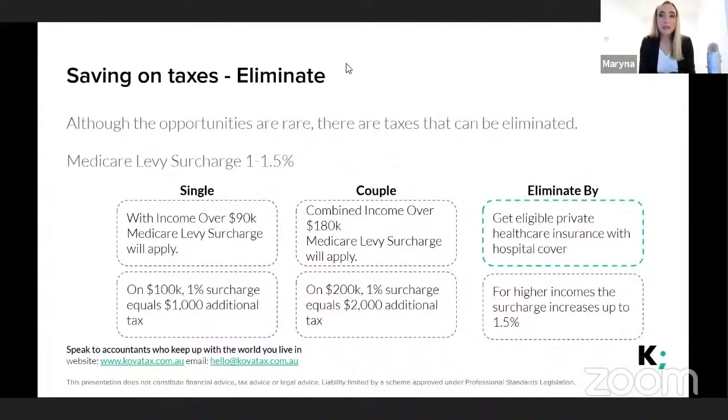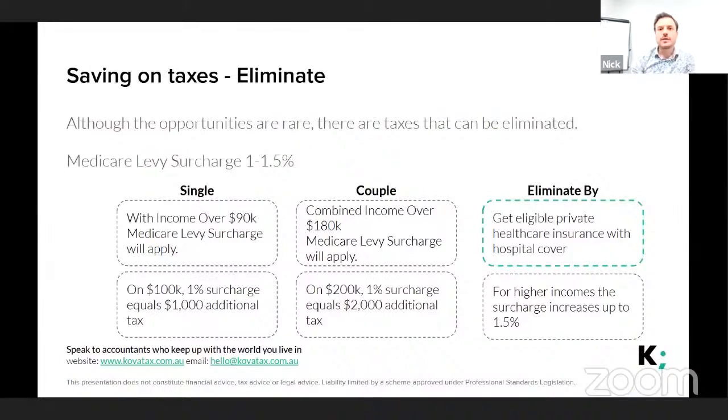The simple solution, which probably everyone has heard about, is private health insurance with hospital cover. You can get a basic one. You don't have to have any extras, but it must cover hospital. This is how you can save and never pay Medicare levy surcharge. It's pretty rare to have the opportunity to completely eliminate a tax, but when it's available, this can be a very effective way.